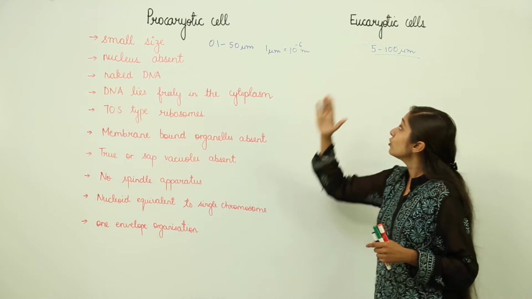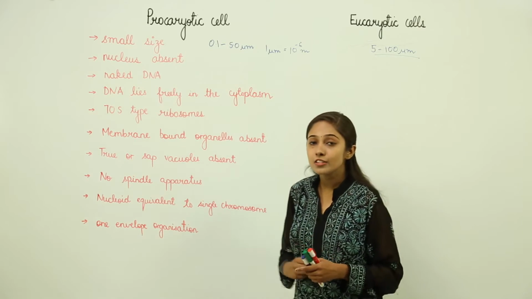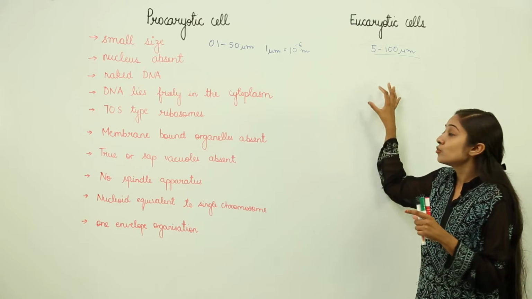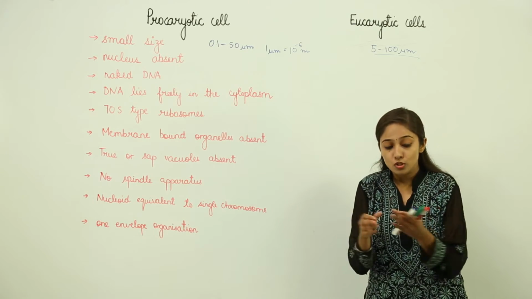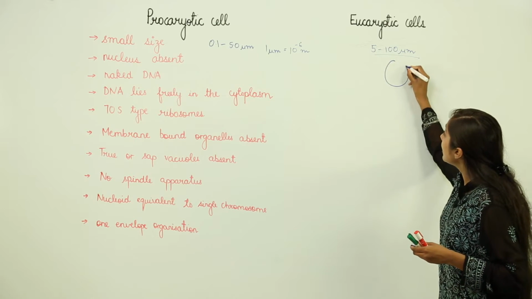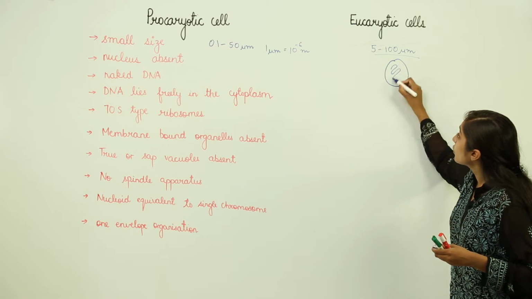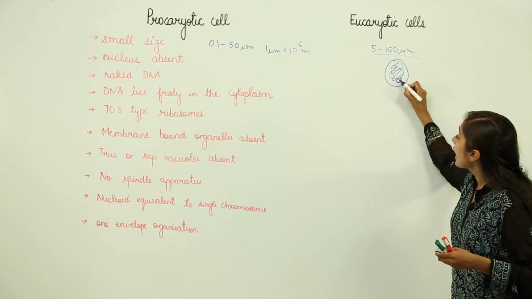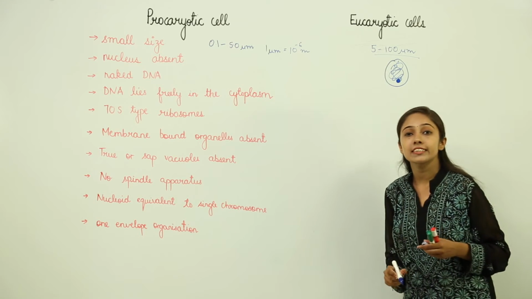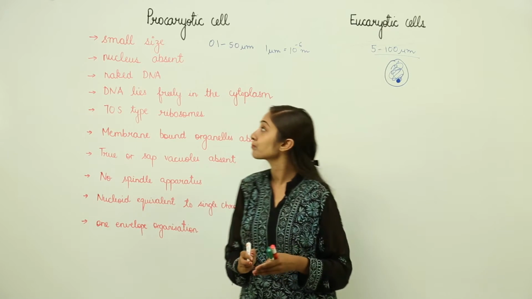But in case of a eukaryotic cell, we have a very well defined nucleus. It has a nuclear membrane, it has chromatin inside it, and it has nucleolus and nucleoplasm. So in case of a eukaryotic cell, we have a well organized nucleus that has a nuclear membrane, which also has chromatin, and it also has a nucleolus and nucleoplasm. So a eukaryotic cell has a well defined, well organized nucleus.